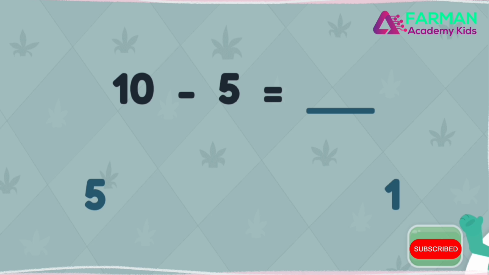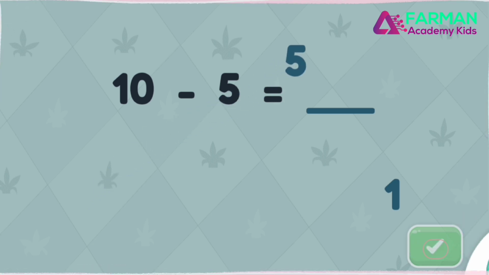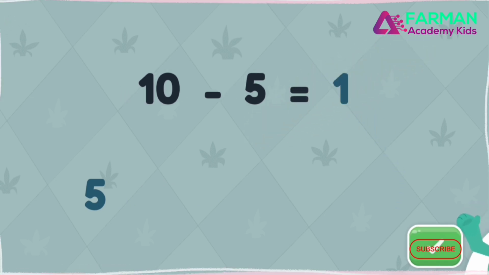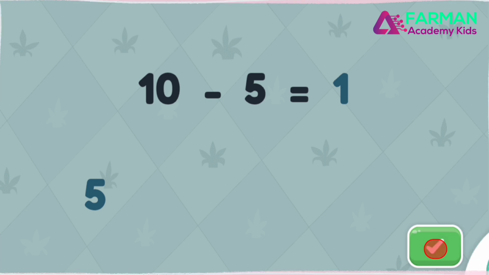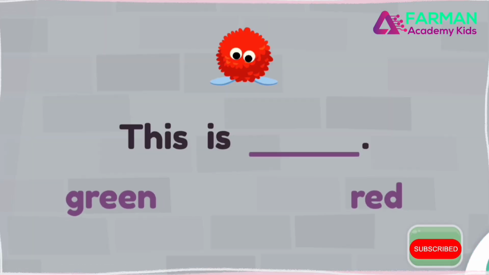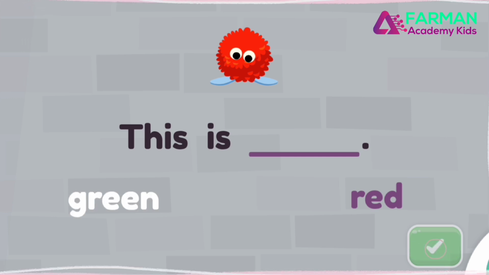This one is tricky. Drag the number to make the equation false. Nice work! 10 minus 5 does not equal 1. This is false. This one is tricky. Drag the word to make the sentence false.